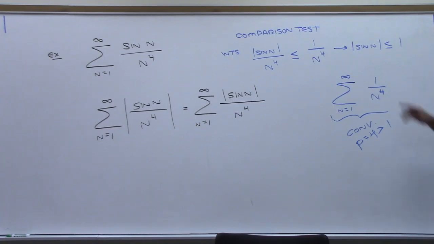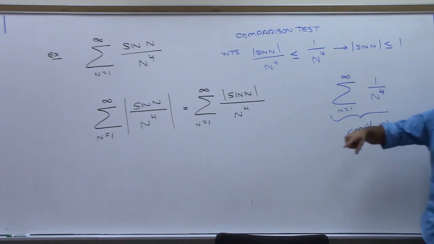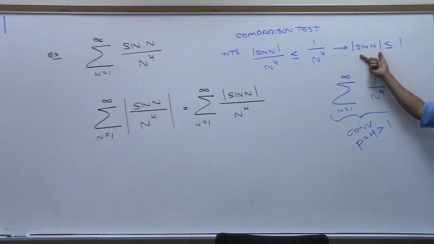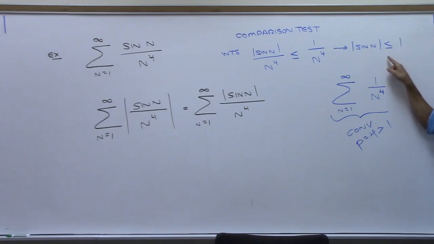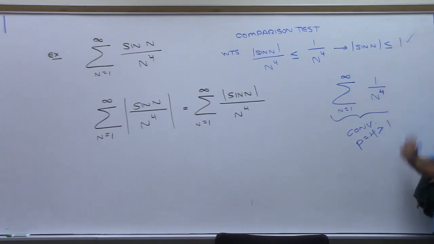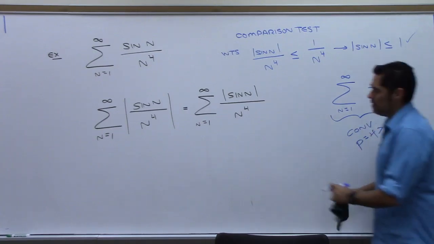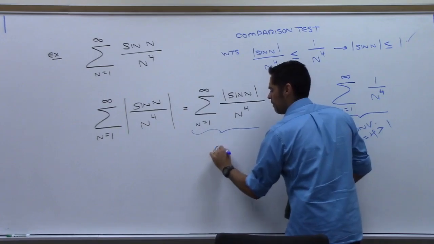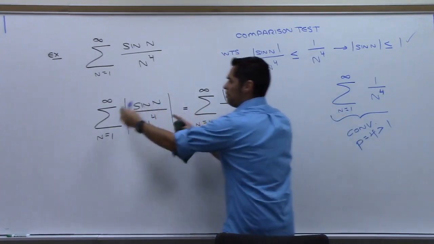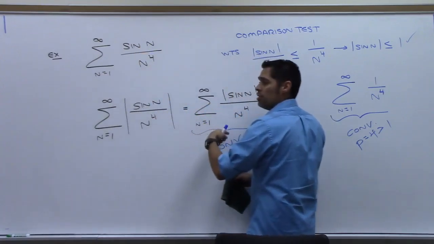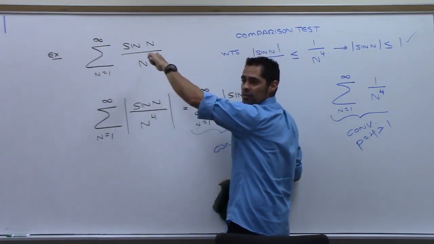Never past one. Sine we know is bounded between -1 and 1, right? So if I take the absolute value of it, of course it's still going to be less than or equal to 1. So this is always true for all n, isn't it? So since this checks, the comparison test works. That means that this converges, which means the absolute value of that series converges, which means that that converges.